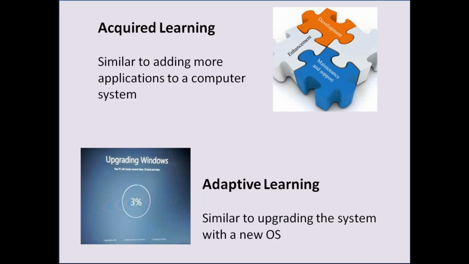But adaptive learning is something like upgrading the system with a new operating system. So a new operating system automatically comes with much more capacity and power to do a lot more things, which is not possible with the older version of the operating system. So now with the new operating system, a whole variety of new applications and capabilities are possible. So this is fundamentally the difference between acquired learning and adaptive learning.